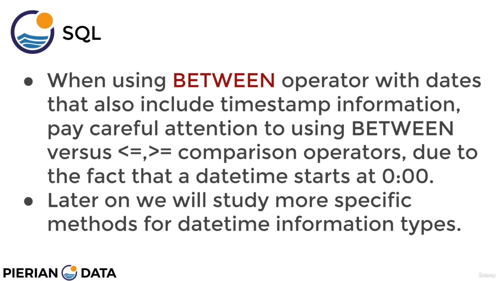Something to keep in mind is when using the between operator with dates that also include timestamp information, so not just the actual day, but also the hour, minutes, and seconds. You should pay careful attention to using the between operator, especially since we have that issue of inclusivity versus exclusivity of the not between. So you should take into account the fact that a date time, that is both the date and the actual time information, would start at 00:00 hours. So that may have an effect depending on what the actual situation is and whether you want inclusivity or exclusivity around that midnight time, or 00:00 hour time.